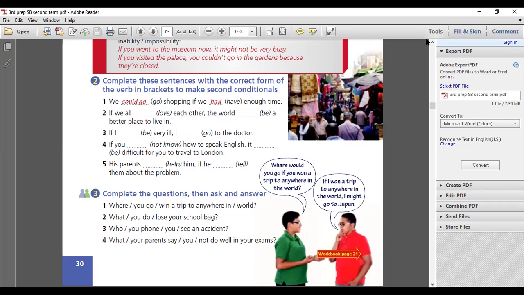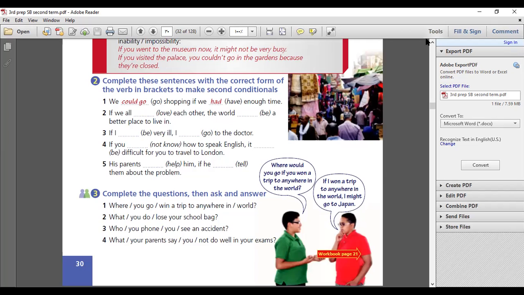We want to complete the questions, then ask and answer. Number 1. Where you go will become where would you go. Then we put if in the middle, then if you win a trip to anywhere in the world. Number 2. What you do lose your school bag. What would you do if you lost your school bag?